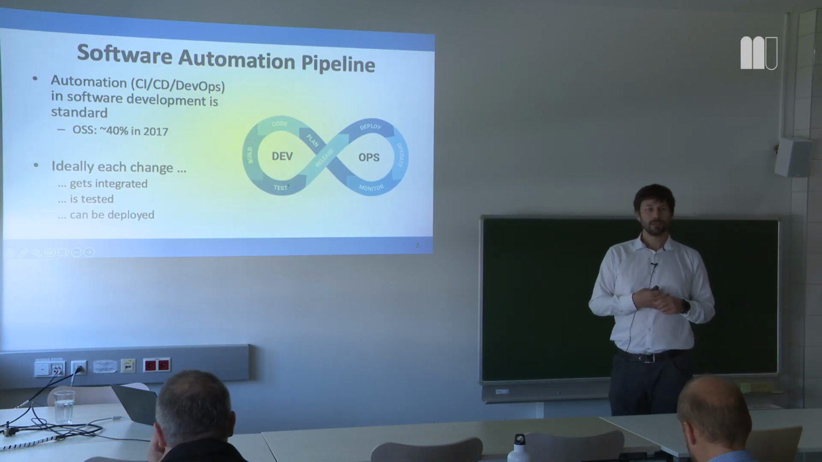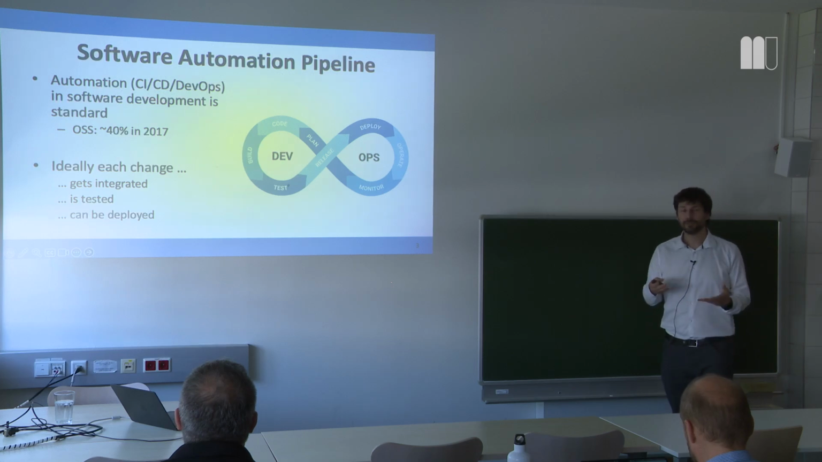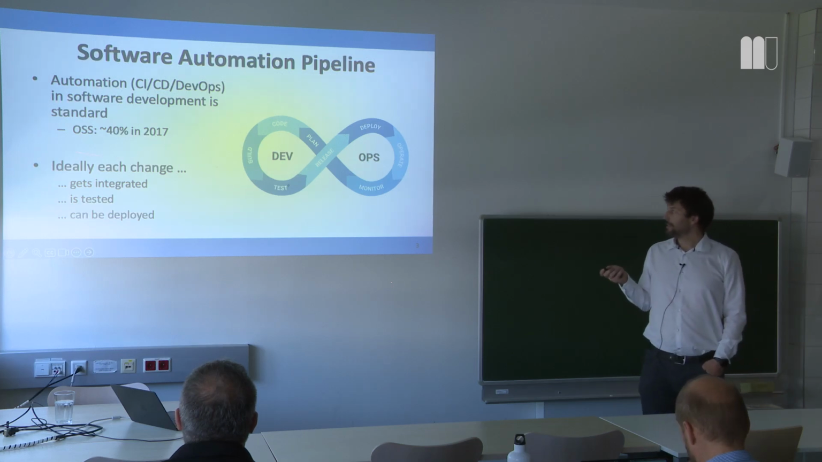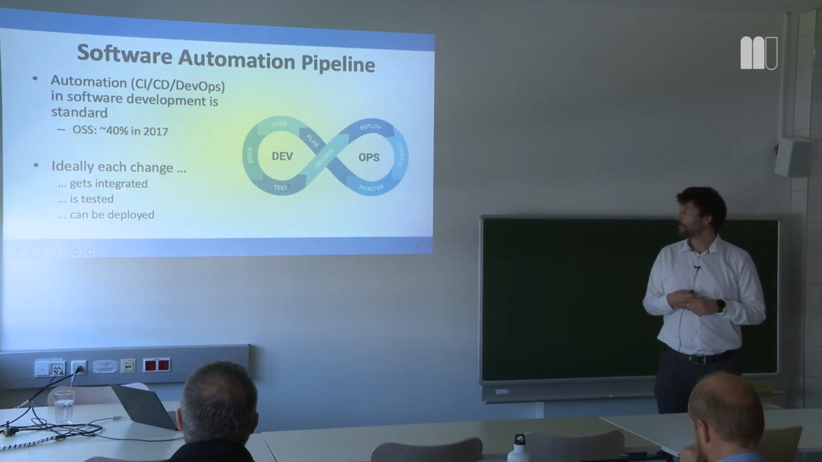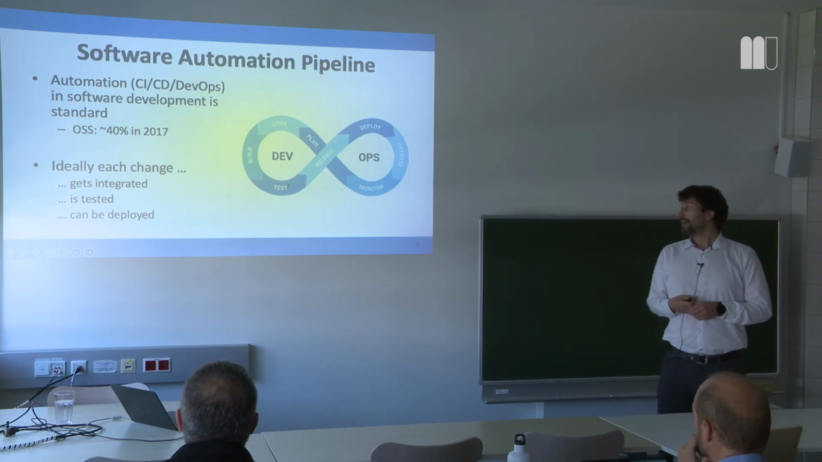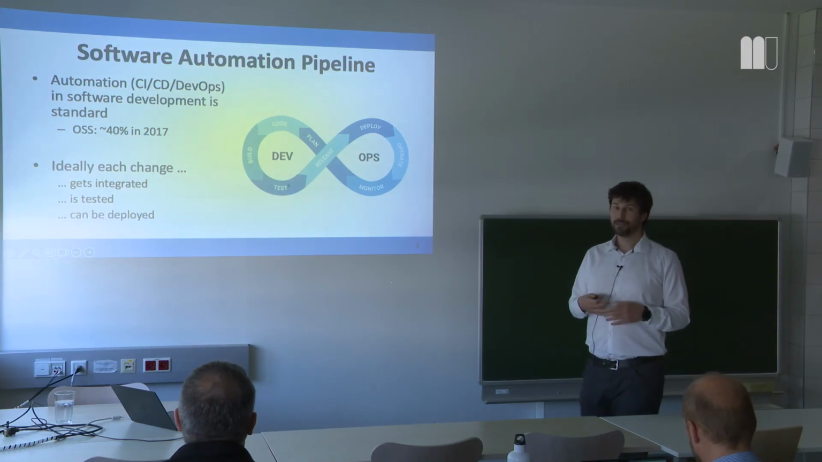Why is this so important? Because these automation pipelines are a quasi-standard in industry. This rather outdated number of 40% of open source systems in 2017 already used some kind of automation pipelines in their projects. And as of now, this is already 9 years old. There are quite more projects using this, so I would estimate this is rather doubled in numbers or so.